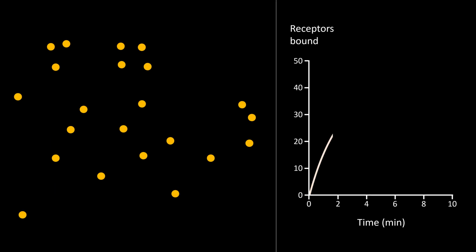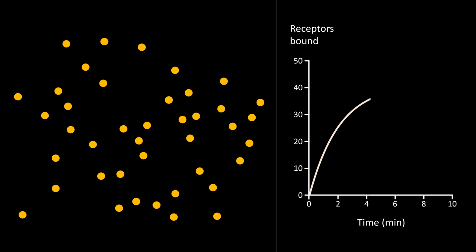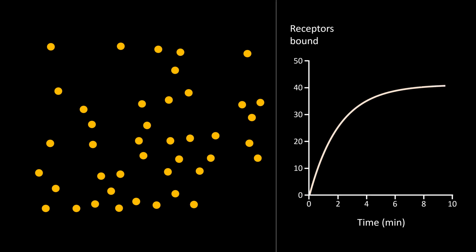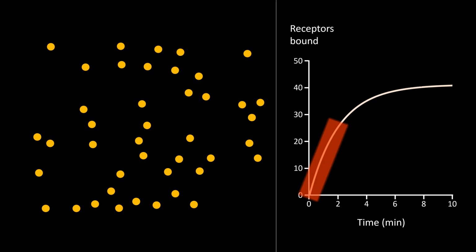First, we'll show the association process. On the right here is a graph showing the number of receptors bound by the ligand over time. Now we're going to run the simulation. The graph here shows the time course of binding. This is the classic exponential association curve. Binding first increases very rapidly, then slows down, then it finally reaches a plateau where binding is at equilibrium.